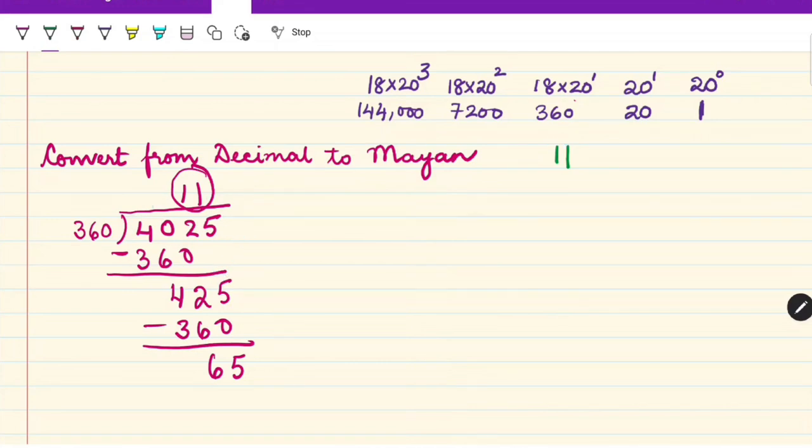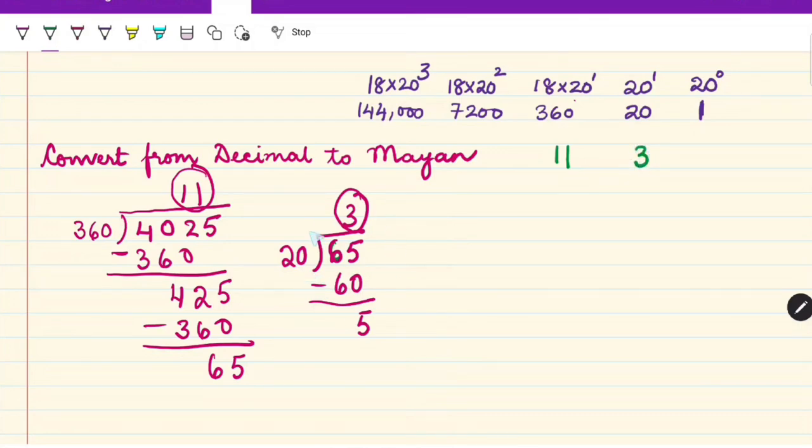To continue, we take the remainder and divide it by the next lower positional value. So 65 divided by the next lower positional value, which is 20. 20 is less than 65, right? So we'll divide it by 20. 20 times 3 is 60. Subtract, we have a remainder of 5. So we are done with this division. The quotient was 3. Again, I'm going to write the 3 below the positional value that I divided 65 with.